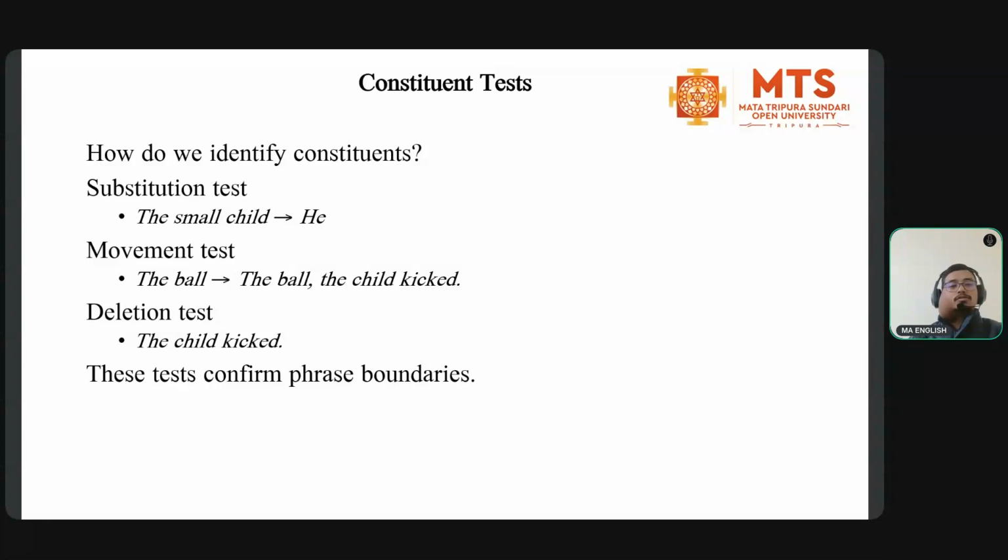So by using substitution, movement, and deletion tests together, we can confidently identify constituents clearly. Right. To summarize this constituent test, constituents are a group of words that function as units. Sentences are hierarchical.